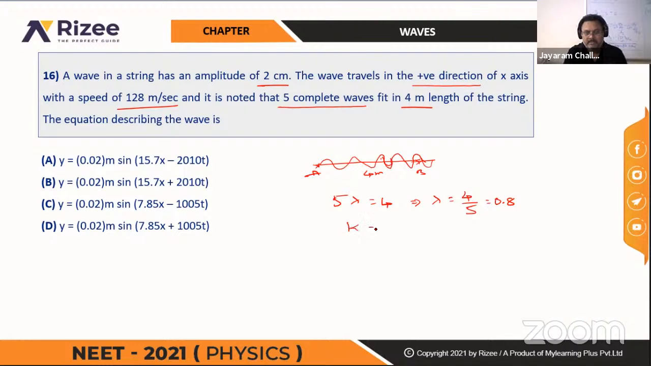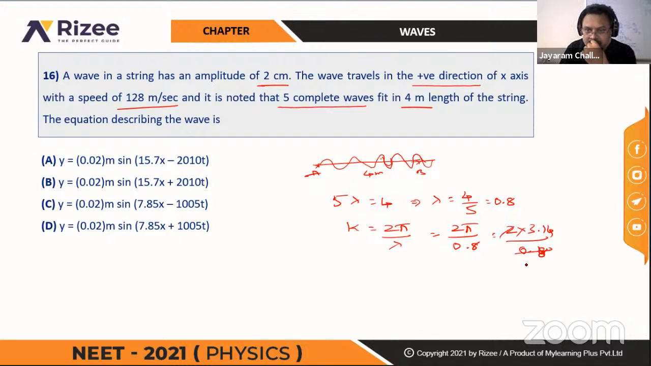From the lambda, you can determine k is equal to 2 pi by lambda. So what is the value of this 2 pi by lambda? It is 2 pi by 0.8, which is 2 into 3.14 by 0.8. If I cancel the 2 here, it will be 3.14 by 0.4. So somewhere around you should be getting 31 by 4, which means 7 point some 85, it will come out.